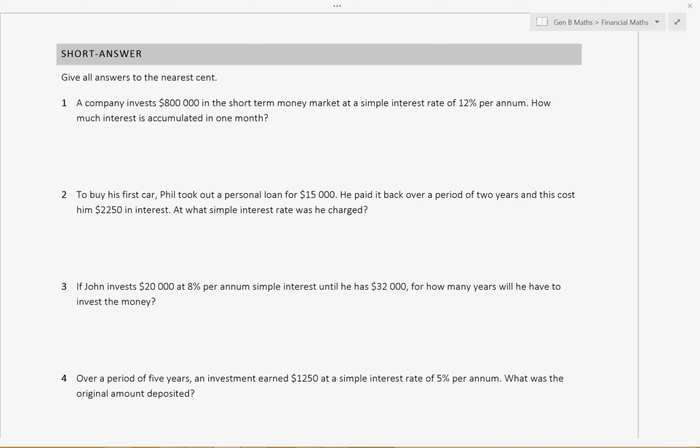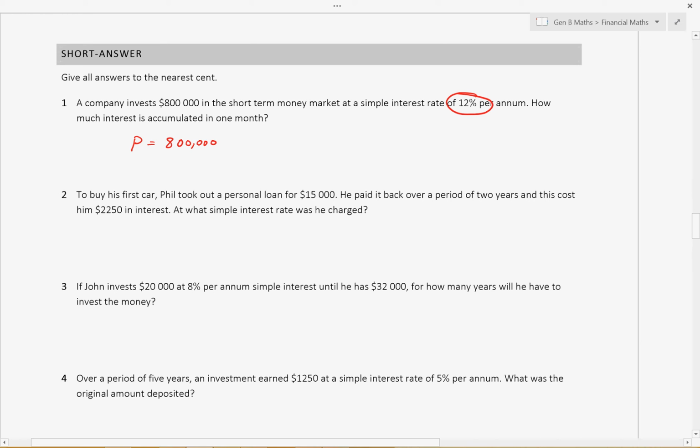All right, so a company invests $800,000 in the short-term money market at a simple interest rate of... now, importantly with these, can you write down what you've got? A company invests $800,000, so write down that we've got $800,000.